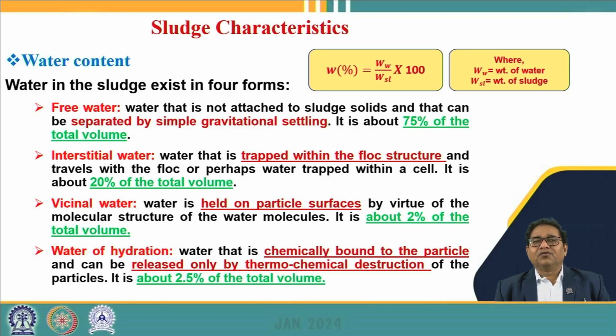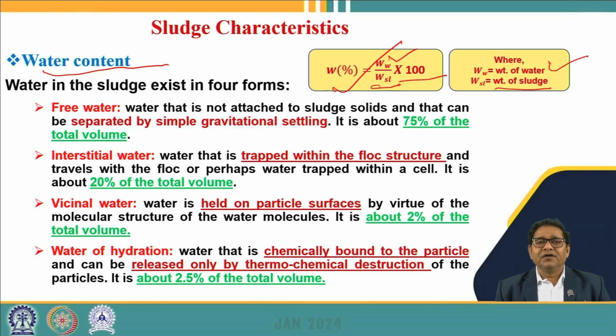Then let us talk about sludge characterization. A very important parameter in sludge characterization is the moisture content, or water content. It can be determined using this formula, where W is the water content, or moisture content, in percentage, and it is the ratio of Ww divided by Wsl, multiplied by 100, where Ww is the weight of the water and Wsl is the weight of the sludge. The ratio of the two multiplied by 100 gives the percentage moisture content.